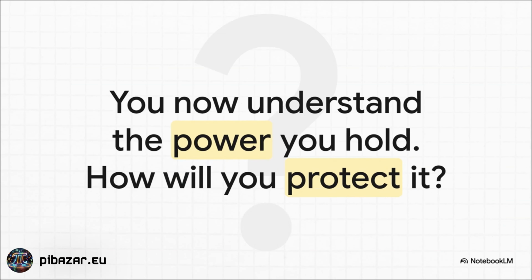So we've come full circle. You now know that your 24-word phrase isn't just some boring backup. It's the blueprint to a key that unlocks direct, unfiltered access to the Pi blockchain. You get it now. You understand the power you're holding. So the only question left is, how are you going to protect it?